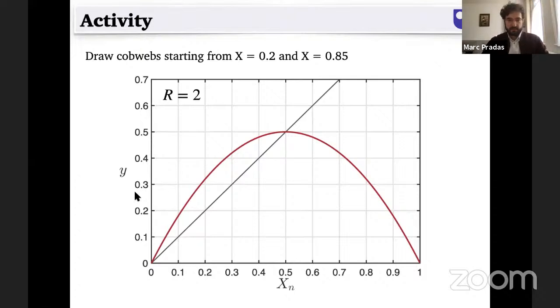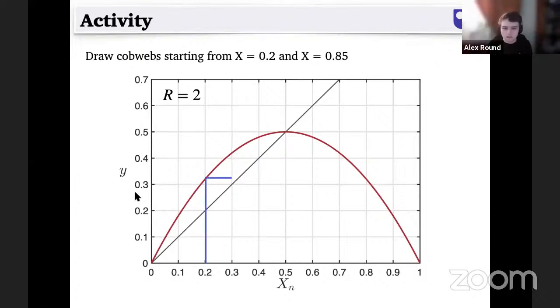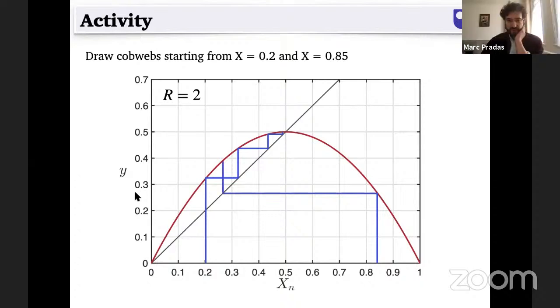Yeah, so let's continue. Well, that's the answer. I'm just going to draw. As you can see, the solution to this, independently of x, always ends up at the same point.